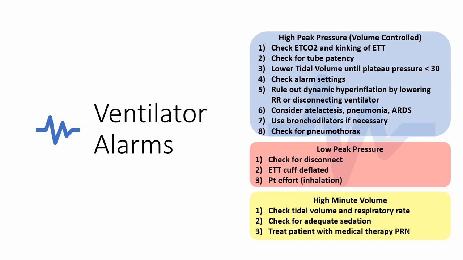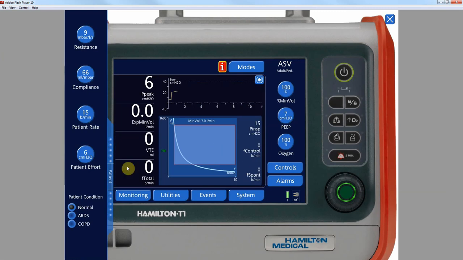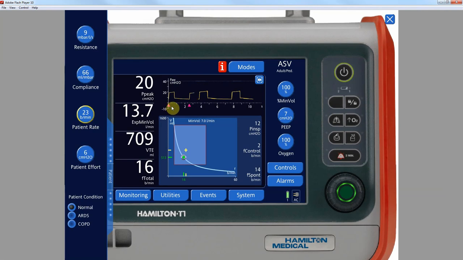And I want to show you real quick all of the places on this ventilator that will show you the patient is taking a spontaneous breath. So let's increase the rate a little bit. We're going to increase the rate above the set rate. So you can see these pink triangles here. You'll see those anytime the patient takes a spontaneous breath.